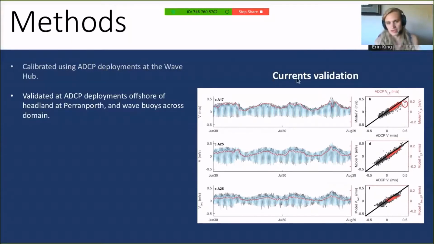Now the currents: A17 is more nearshore at Perranporth North Headland, and A25 is further offshore. We also have A25 but at the bed, to show how the model performs near the bed. Again, the tidal signal between the model and the observation is doing quite well. They're both lying on top of each other, and that's reflected in the XY plot here with the grey points.